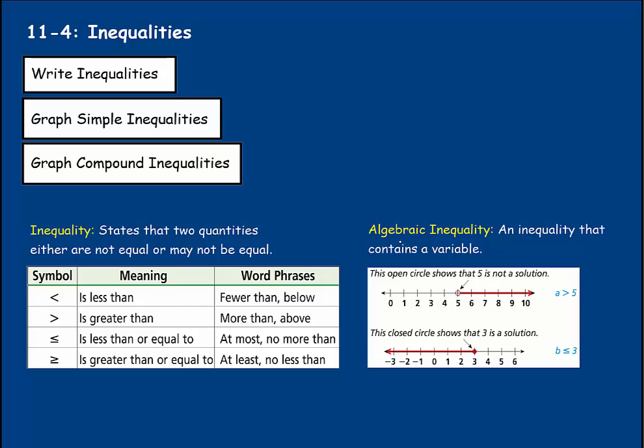We're going to be working with algebraic inequalities today, and that's an inequality that contains a variable. So for example, if we have a here and we have the greater than symbol next to it, that means a is greater than 5. To show that on a number line, we would put an open circle at 5 because an open circle shows that 5 cannot be a solution, because if a is greater than 5, it means it can't be 5. And we draw the arrow towards the greater numbers. If you have b is less than or equal to 3, we would do a closed circle at 3 because that means it could be a solution at 3 because it could be equal. Then we're going to have our numbers go down to the negatives.